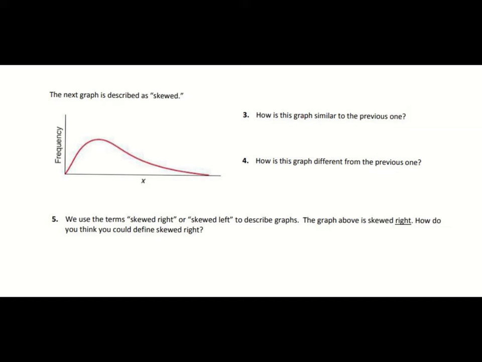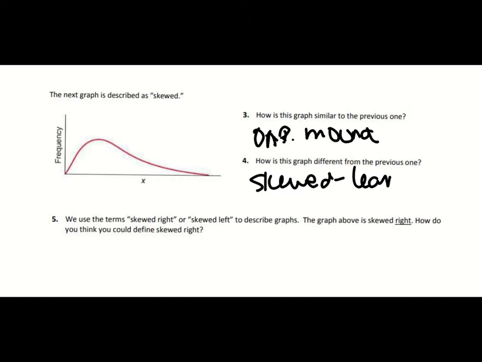The next graph is described as skewed. So how is this graph similar to the previous one? There's one mound. And how is this graph different from the previous one? If you'll notice, it's skewed, or it's leaning to one side. So it's leaning to one side or the other.